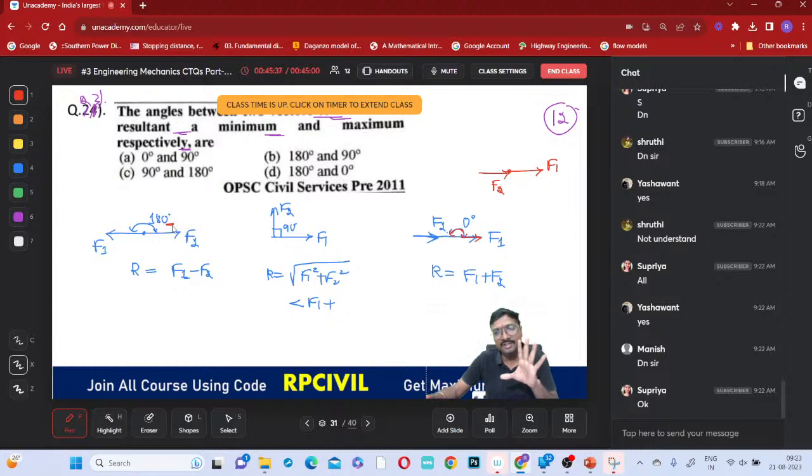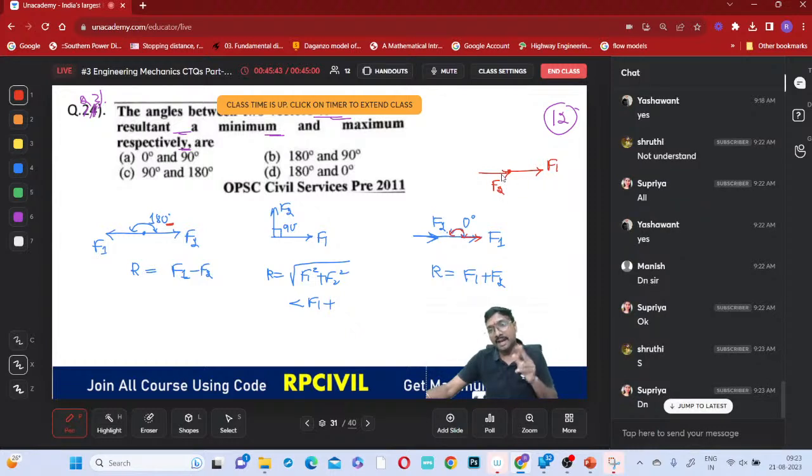Now, is that point understood by everyone? Shruti, Supriya? Two forces acting in the same direction, the angle between them is 0 degrees. And when the two forces are in opposite directions, the angle between them will be 180 degrees. Got it now?